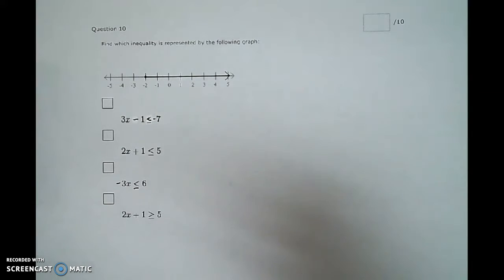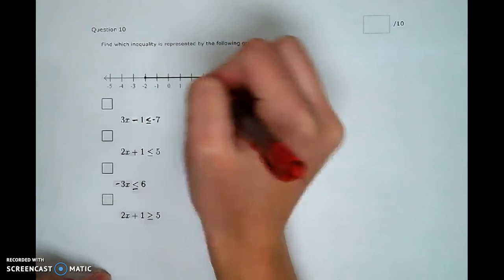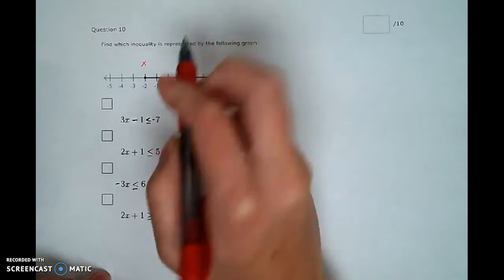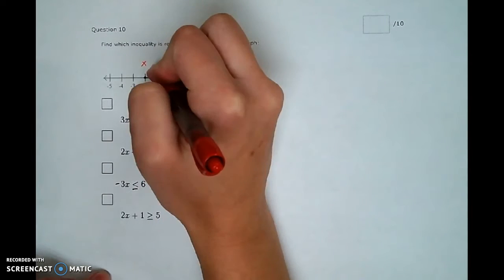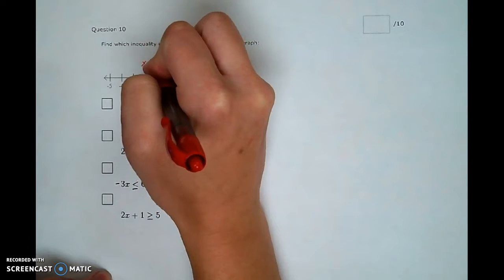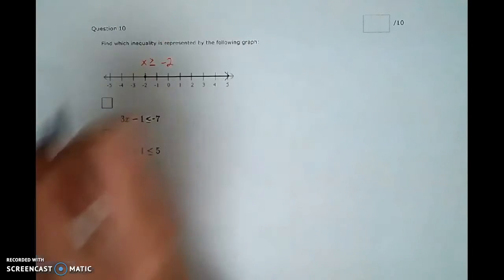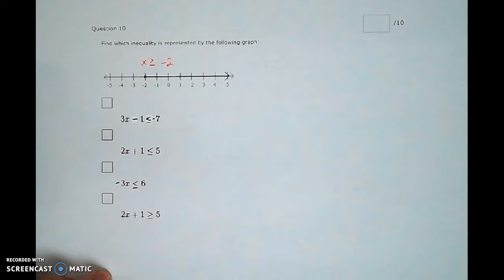Okay, so on number 10, we are given a graph and we have to figure out which one of these will match the graph. So here I see that I have x, I have a closed circle, so I know that it's going to have the "or equal to" part, and it's pointing to the right, so that means greater than. And it also happens to be at -2. So I'm looking for one of these that has x is greater than or equal to -2.